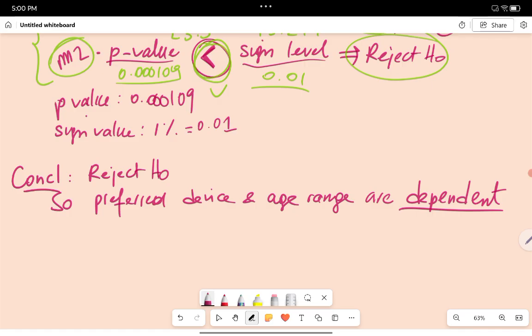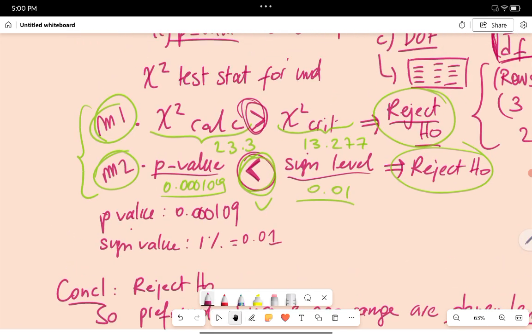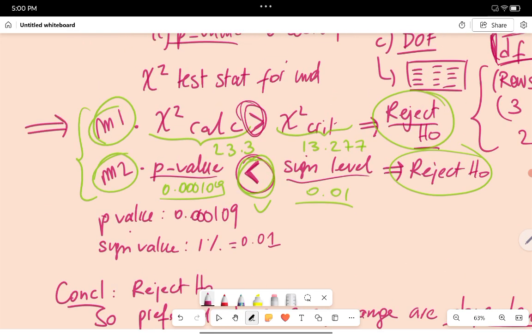State the conclusion for the test in context, give a reason for your answer. So giving the reason is this. You could either say that the chi-squared calculated is bigger than the chi-squared critical, and that's why you reject H0, or you can say that the p-value is smaller than the significance level.